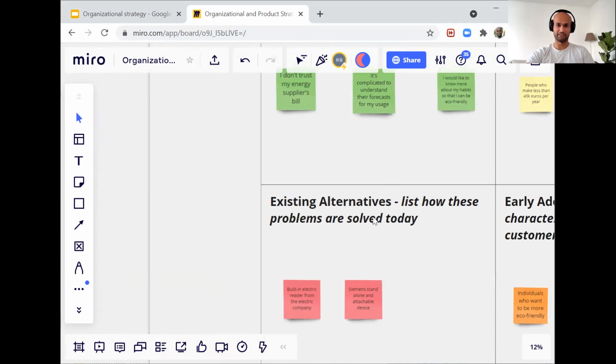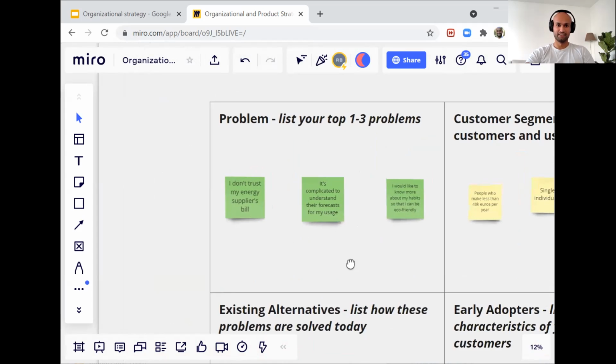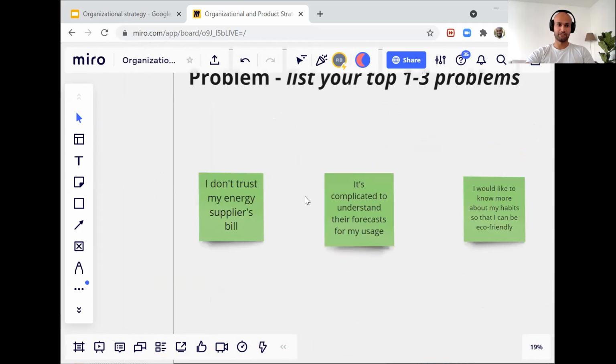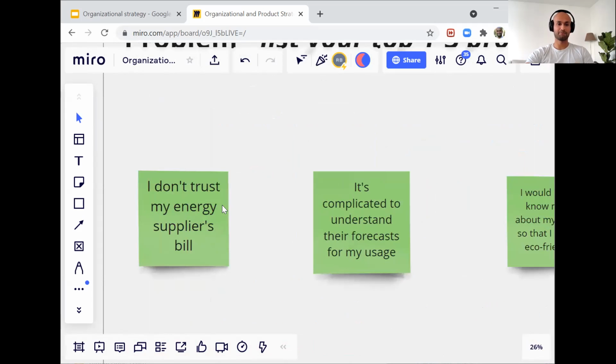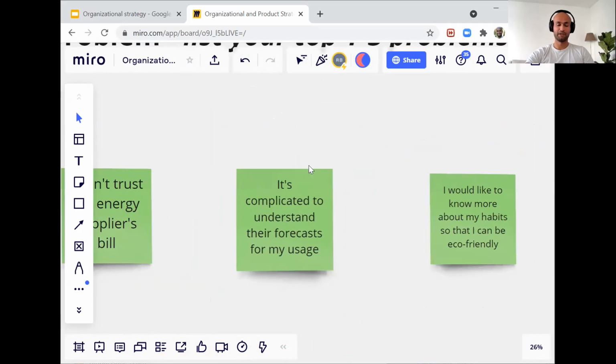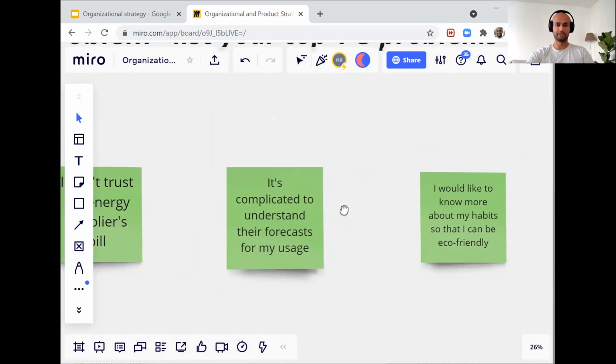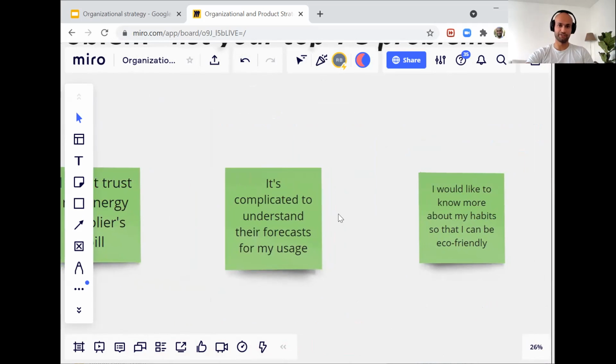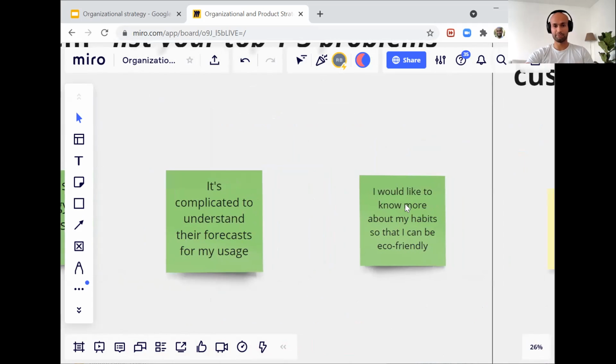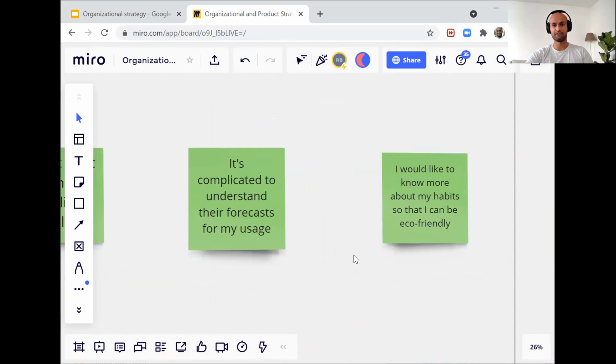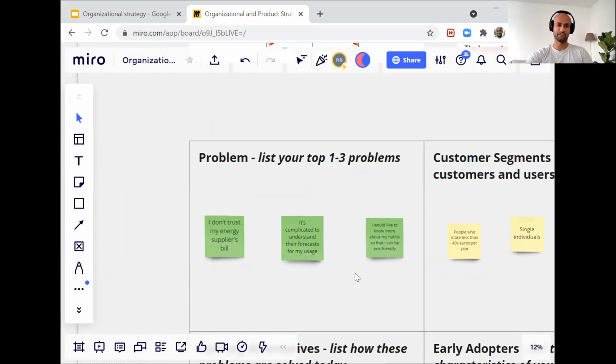Those are the existing alternatives at the moment. And then the problem that we're trying to solve is maybe customers don't trust their energy supplier's bill, so they want to buy this device to double check. Or maybe it's complicated for them to understand the forecasts and the usage. Or maybe they simply want to learn more about their habits so that they can turn off the lights or turn off the stove when it's not in use, so that they can be a little more eco-friendly.